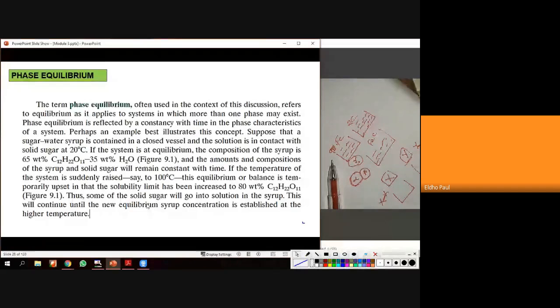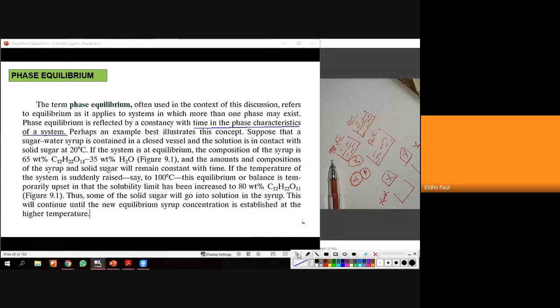At 100 degrees Celsius, we get another equilibrium. So the term physical phase equilibrium is used to reference the equilibrium as it is applied to a system in which more than one phase may exist. Phase equilibrium is reflected by the consistency with respect to time in the phase characteristics of the system. If there is no variation with respect to time, then we can say that it is in phase equilibrium.